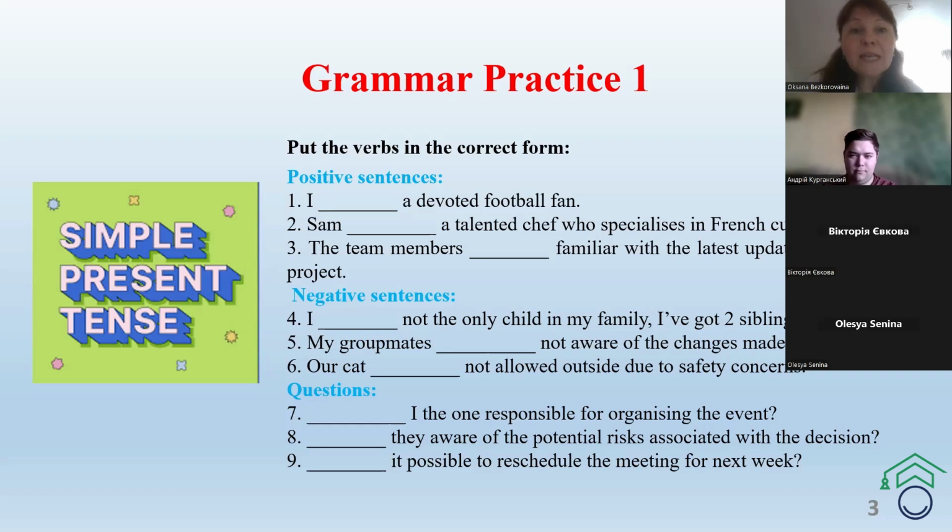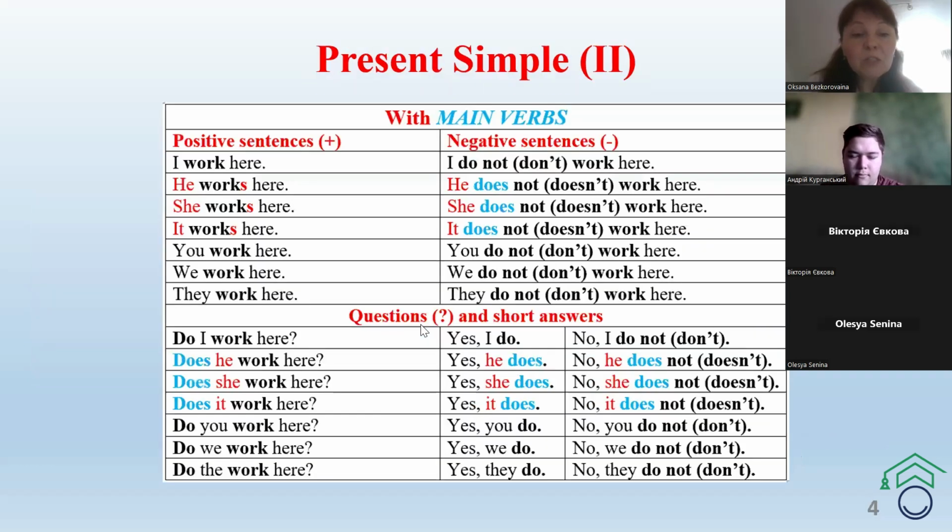And now let's turn to the second way, how to form present simple. We use main verbs in all other situations. When we don't need to be, we use main verbs in all other situations. And here we see, I work here, he works here, she works here, it works here. Pay attention. With the third person singular, he, she, it, we should add s to the main verb.